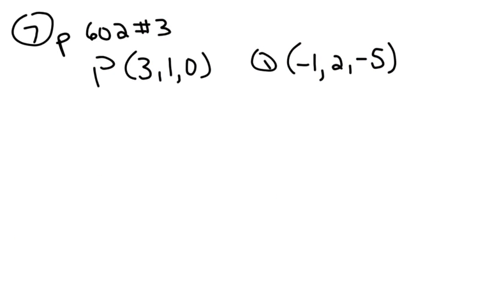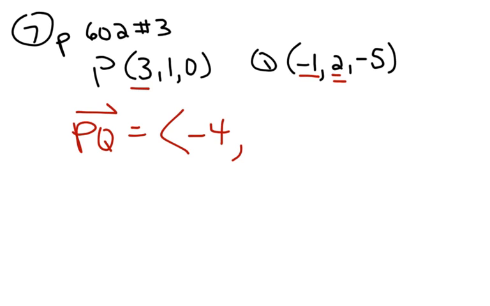Vectors in 3 dimensions work just like vectors in 2 dimensions. On page 602, number 3, I want to find the vector A if the initial point P is 3, 1, 0 and the terminal point Q is -1, 2, -5. So to find this vector, I'm going to do terminal minus initial. Terminal minus initial is going to give me -4. Terminal minus initial, 1. Terminal minus initial is -5. So the vector defined by those 2 points is -4, 1, -5.